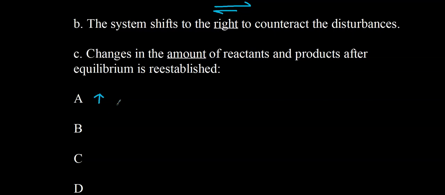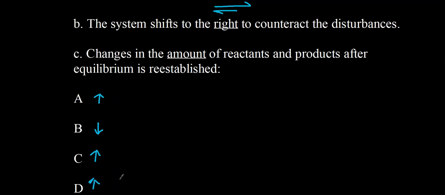Again, the system is trying to get rid of A. How does it get rid of A? It gets rid of A by reacting it faster. Well, what does A react with? It reacts with B. So B is going to be consumed faster than it's produced, so the amount of B is going to decrease. How do you get rid of A? You make it react faster. When A reacts faster with B, you make more C and more D.